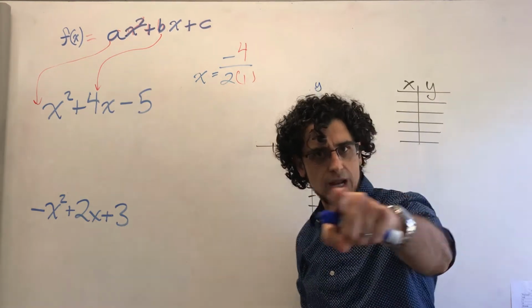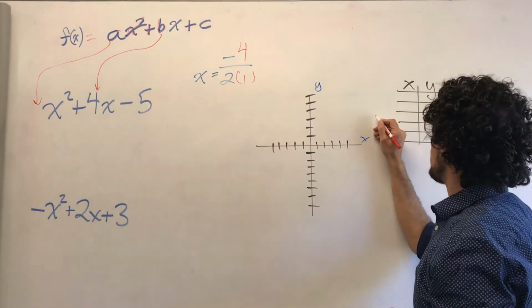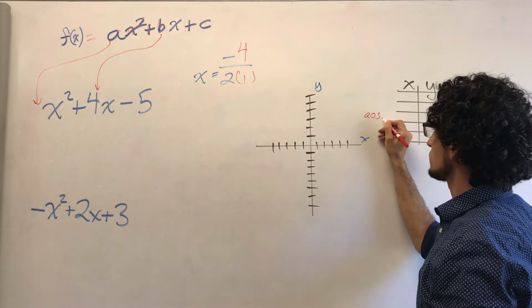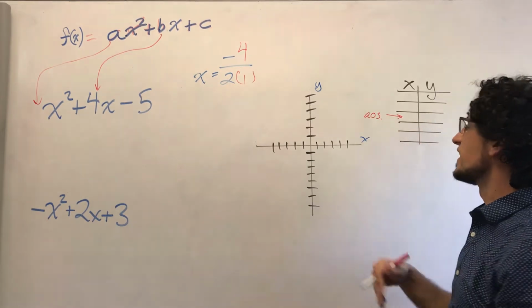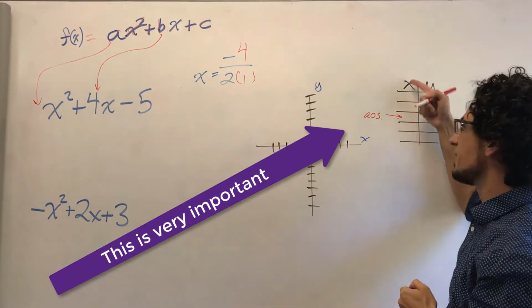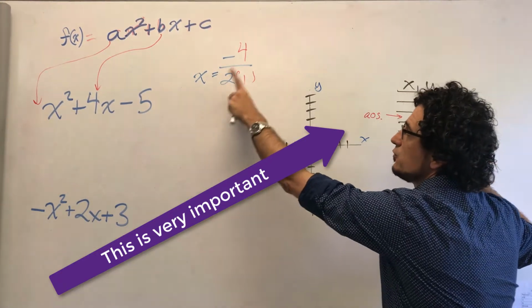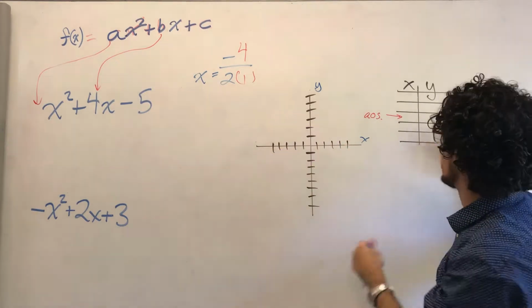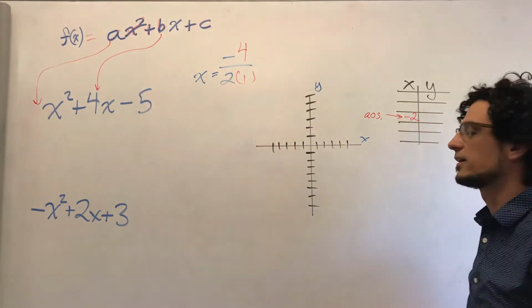What do I do with that information? I'll bring it over here. You always want to put your AOS right here in the middle of your table, okay? And so we make a table here, and for my x value we said was -4 divided by 2 is -2. So I'm going to plug that in here, all right?